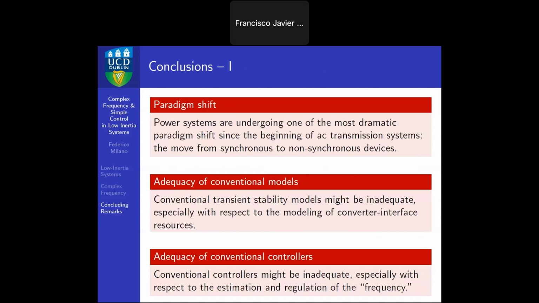Okay, so concluding remarks: we are living in a paradigm shift where the frequency plays a big role because of the move from synchronous to non-synchronous machines. We are still looking at solutions. So I'm in this process, right? Along the process, there will be many proposals and many ideas, many things.